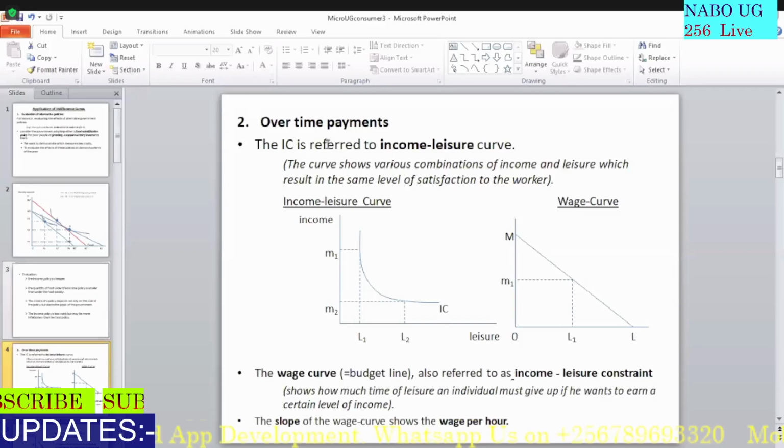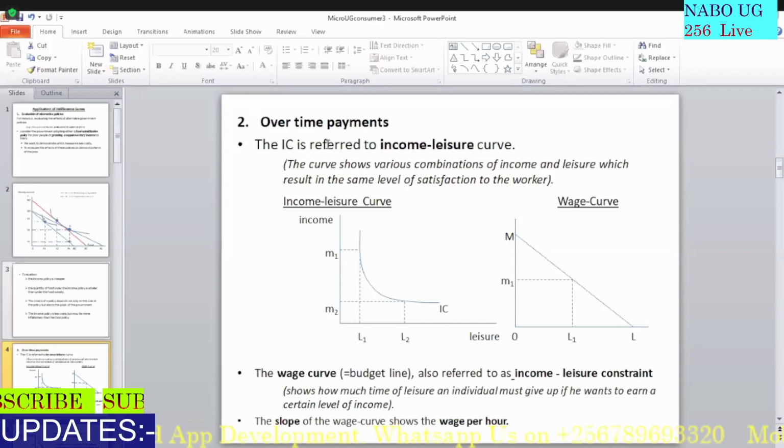So this time the indifference curve is called the income leisure curve, because since we are talking of overtime payments, we are looking at an individual worker. So with the worker, we are interested in the income and the leisure time or the working time. So when we look at the income leisure curve, this shows various combinations of income and leisure which result in the same level of satisfaction to the individual worker.